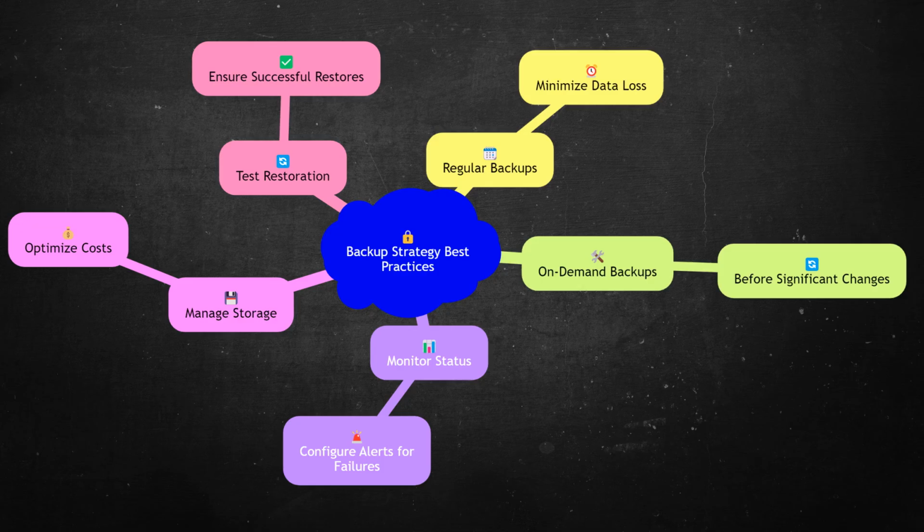To ensure the effectiveness of your backup strategy, follow these best practices. 1. Schedule regular backups to minimize data loss. 2. Perform on-demand backups before making significant changes. 3. Monitor backup status and configure alerts for failures. 4. Manage backup storage to optimize costs. 5. Test the restoration process regularly to ensure that backups can be successfully restored. By following these best practices, you can ensure that your Azure App Service is protected against data loss and can be quickly restored in case of an emergency.